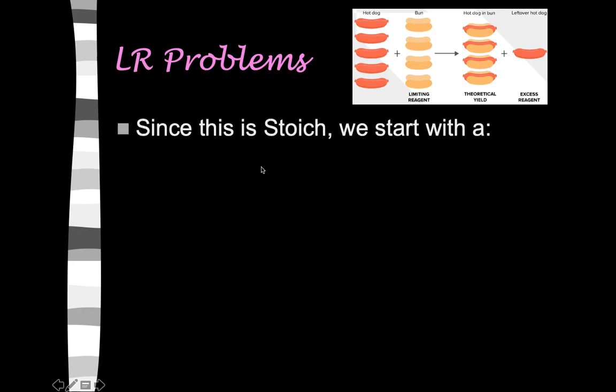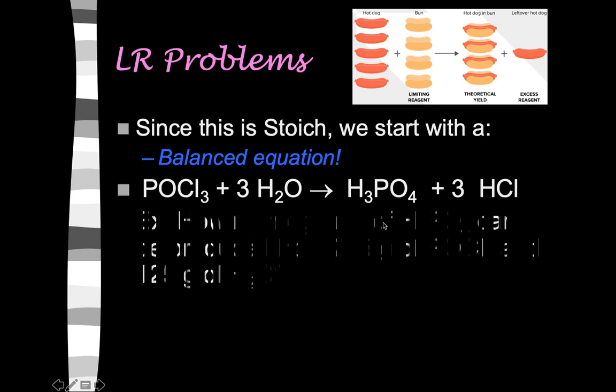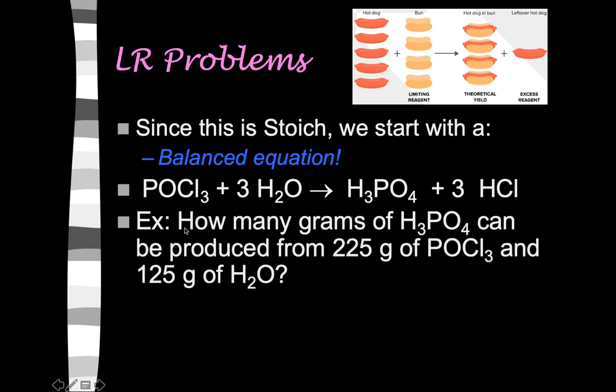Well, remember one of our big things about stoich is that you always start with a what? Yeah, a balanced equation. So POCl3 plus 3 moles of water produces 1 phosphoric acid mole, and 3 moles of HCl. Okay, so there's a balanced equation. So I might ask you a question like this. How many grams of H3PO4 can be produced from 225 grams of POCl3 and 125 grams of water?